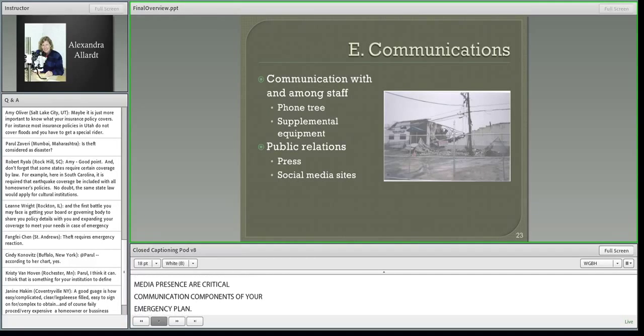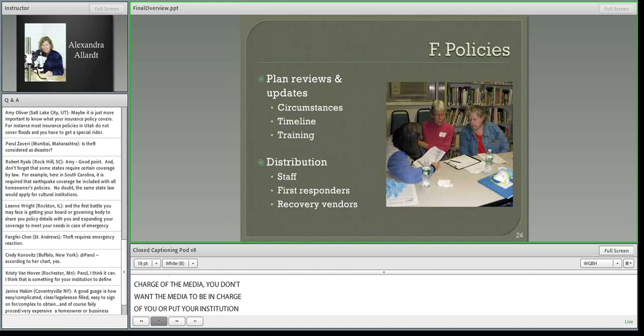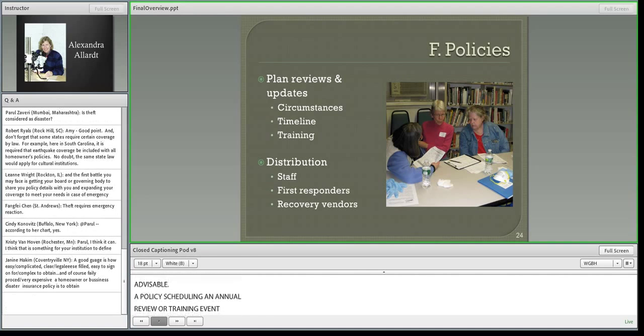To make your plan sustainable and not just the perfect suitable doorstop, a section that identifies under what circumstances or timeline the plan should be reviewed is advisable. A policy scheduling an annual review or training events provides structured opportunities to update contact information or practice drills that help keep the plan fluid in everyone's head. It is also helpful for continuity if a policy covers who will update the plan and who receives a copy of the plan.